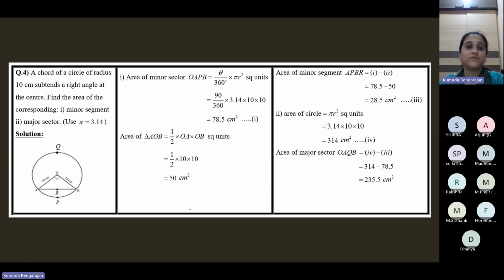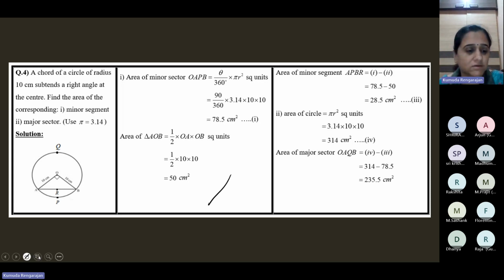We need to find the area of the major sector. Which is the major sector? The minor sector is this one, the one which contains a right angle. This piece is the minor sector. Which is the major sector?